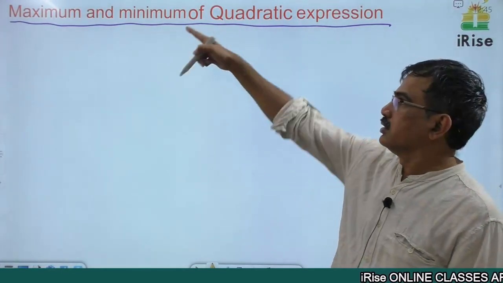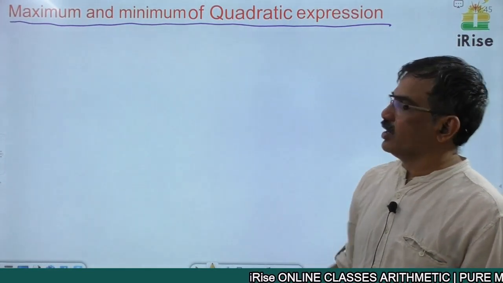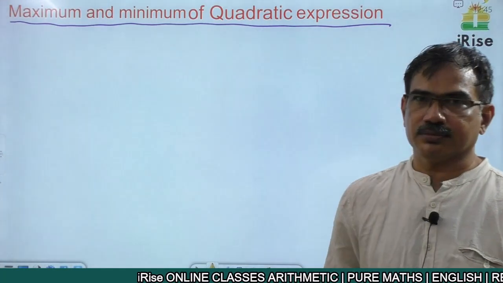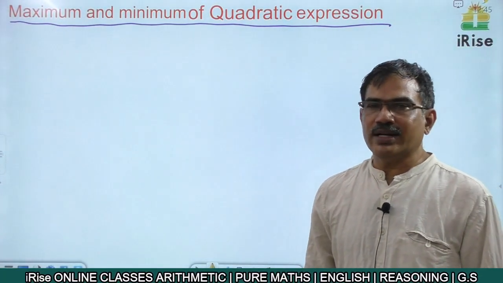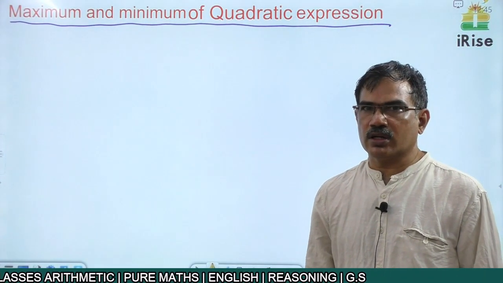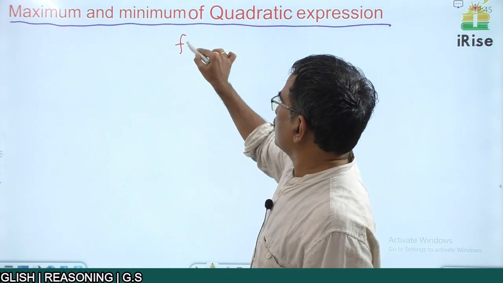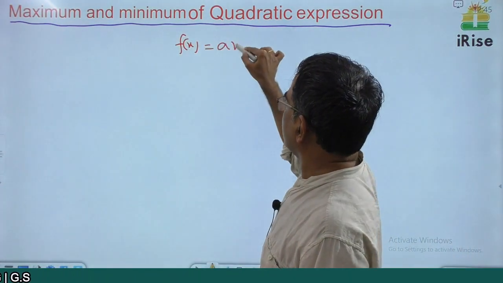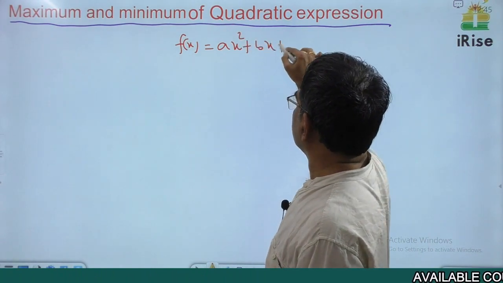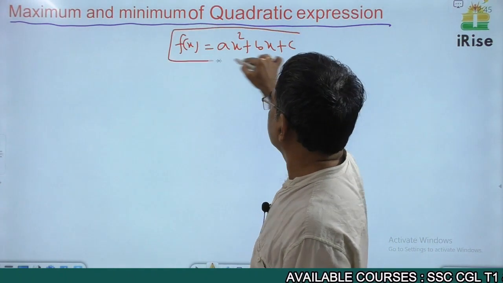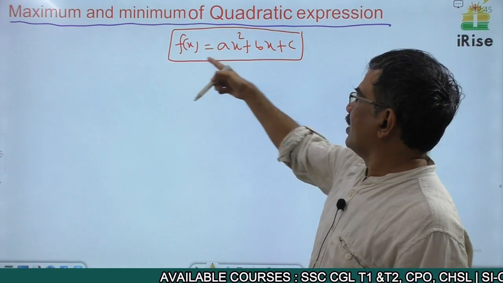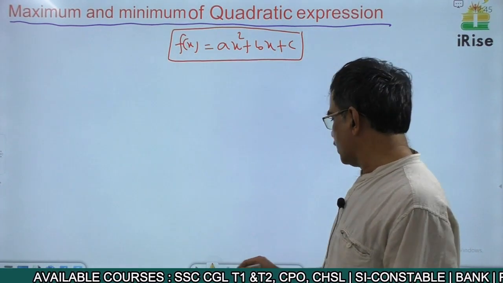Next one: the maximum and minimum of a quadratic expression. How to find the maximum and minimum of a quadratic expression? Here the quadratic expression f of x is denoted as ax square plus bx plus c. This is a quadratic expression, in the form y is equal to ax square plus bx plus c.